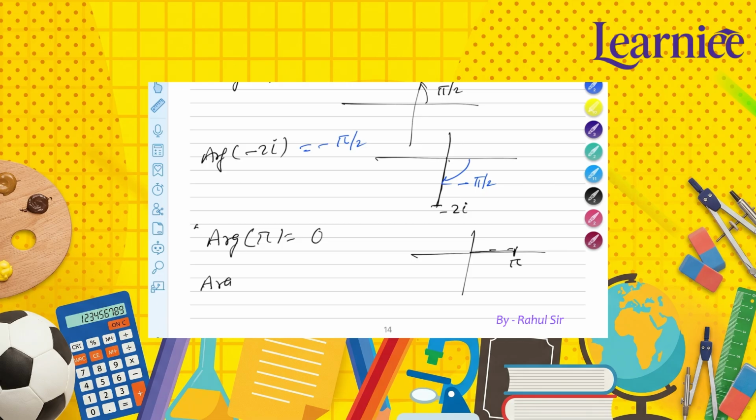But if I ask what is the argument of minus pi by 2? Again, pi by 2 is a real number. Minus pi by 2 is also a real number, only it lies on the negative x-axis side. Since the argument angle is taken with respect to the positive direction of the x-axis, we measure from here and then go here. So that is pi.